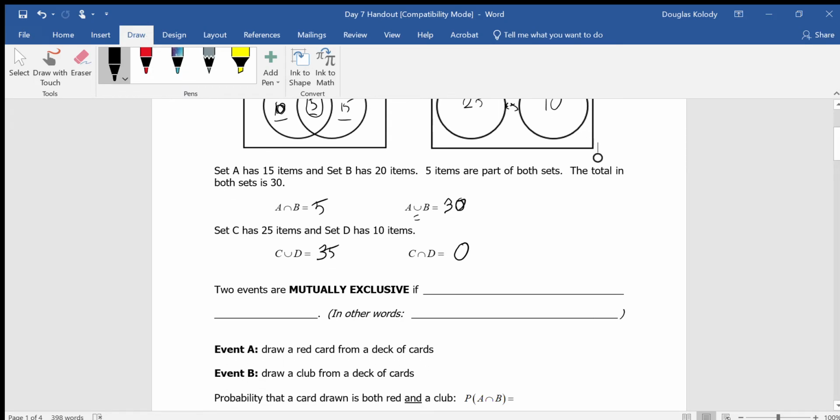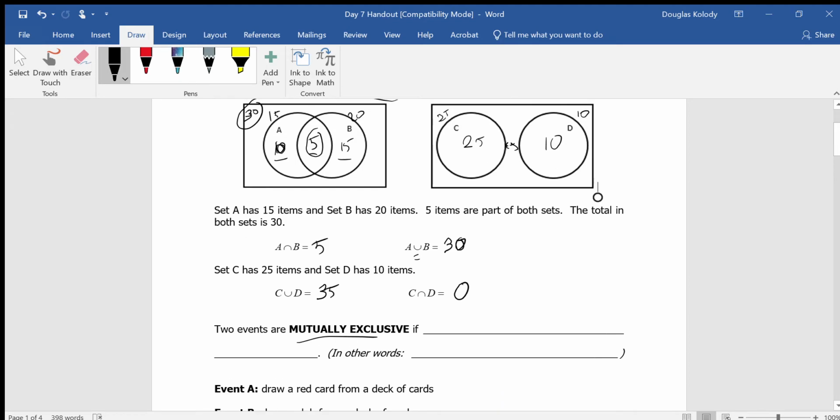So, by definition, two events are mutually exclusive if they look like circles C and D, where they share nothing in common. All right, and how we write that is they cannot occur together at the same time. And therefore, there's no common outcomes, or no intersection.